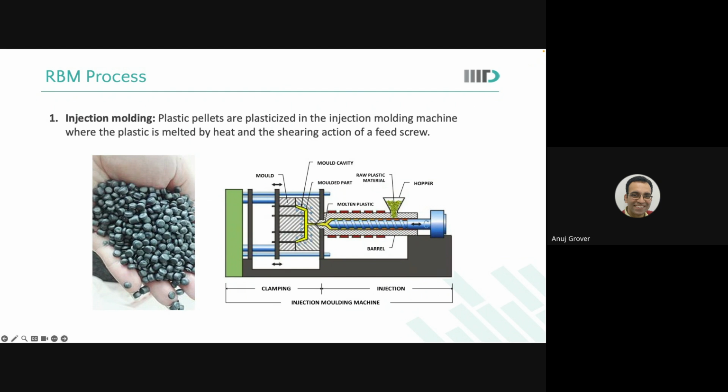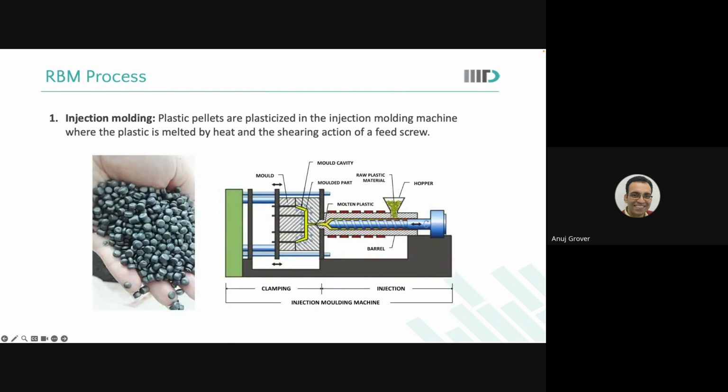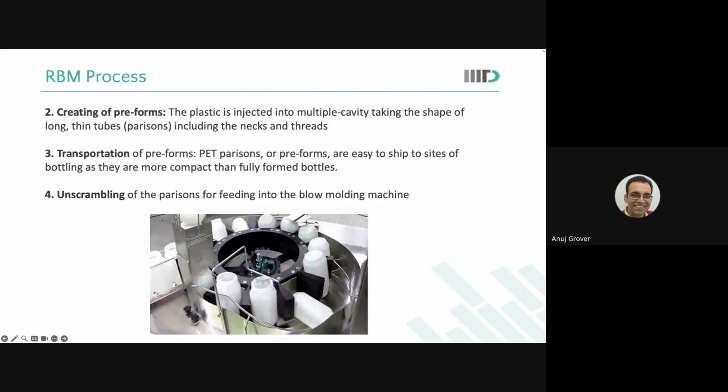So we will look at this process. So what is done? Plastic pellets are plasticized in the injection molding machine, where plastic is melted by heat and the shearing action of the feed screw. This is the first step. Then creating of preforms. The plastic is injected into multiple cavities, taking the shape of long, thin tubes called parisons, including the necks and threads.